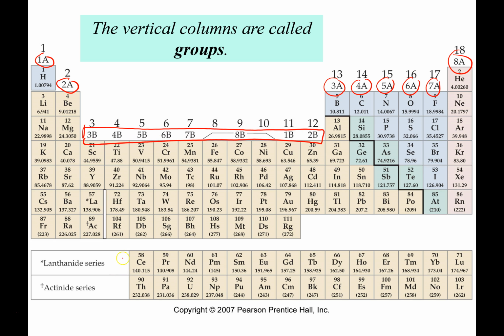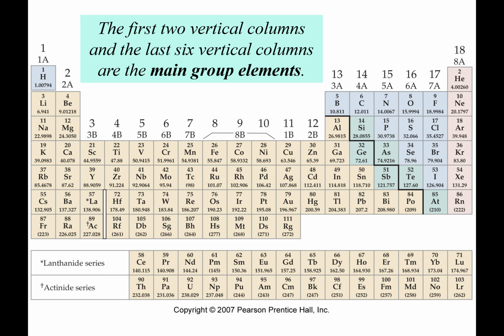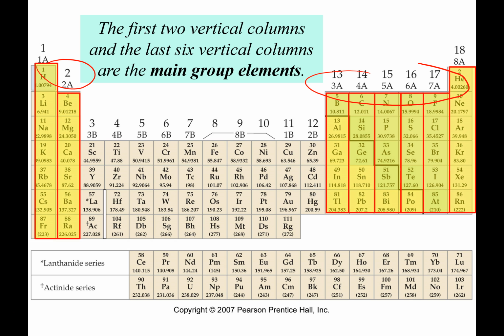I'm going to talk about these guys coming up. So that's the column designation, that's the group designation. So first 2 vertical columns and the last 6 vertical columns, what they have in common is they are all A's. They are called the main group elements.